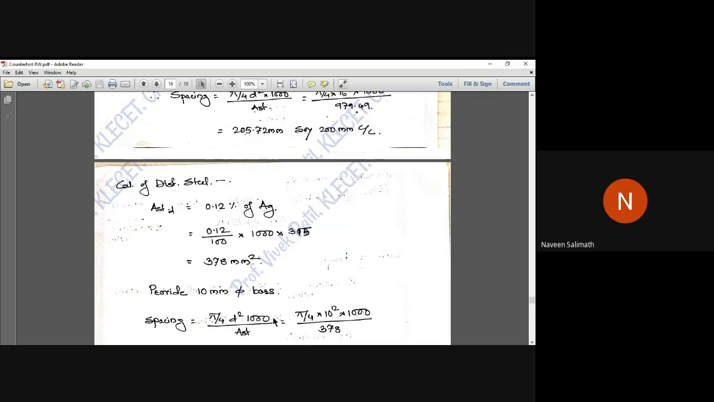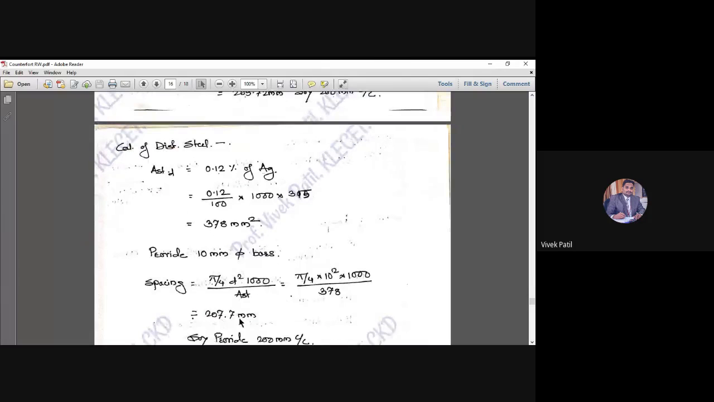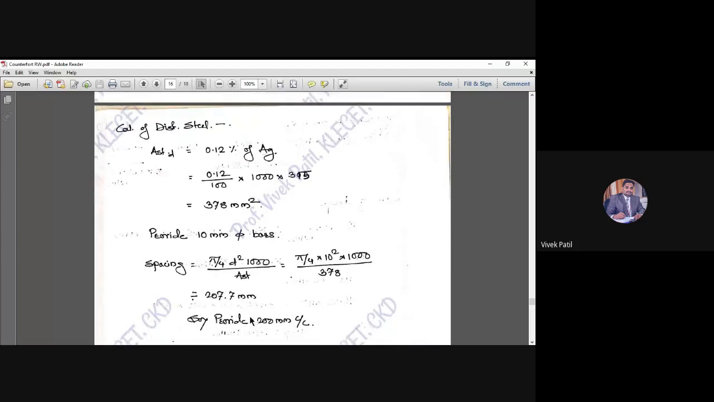207.7. Okay, so 207.7 mm. So let us provide 10 mm 5 bars at 200 mm center to center as distribution steel. Okay, so this is the calculation of distribution steel.